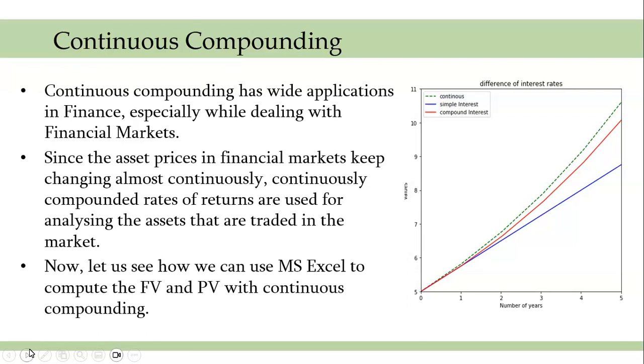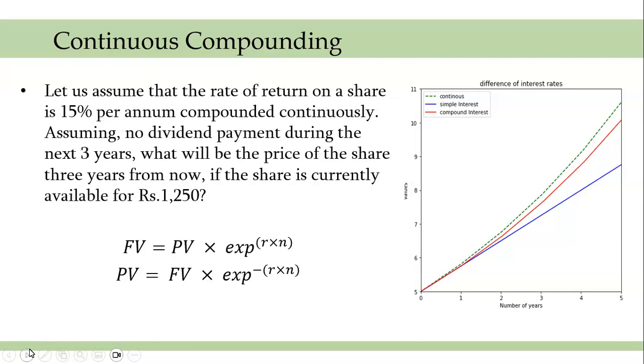Now let us see how we can use MS Excel for computing the future value and present value with continuous compounding. Let us take an example. Let us assume that the rate of return on a share is 15% per annum compounded continuously. Let us assume the company is not going to pay any dividend during the next 3 years. If that is the case, what will be the price of the share 3 years from now if the share is currently available for rupees 1,250? Let's go to an Excel file and see how this can be calculated.